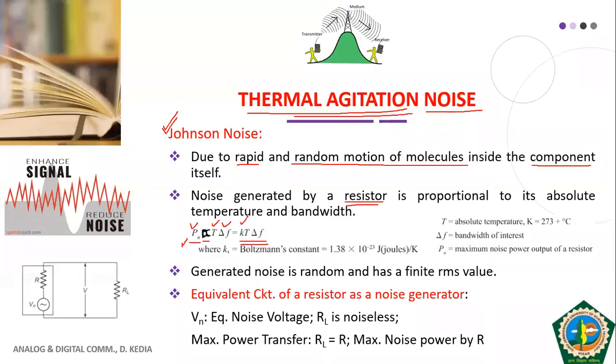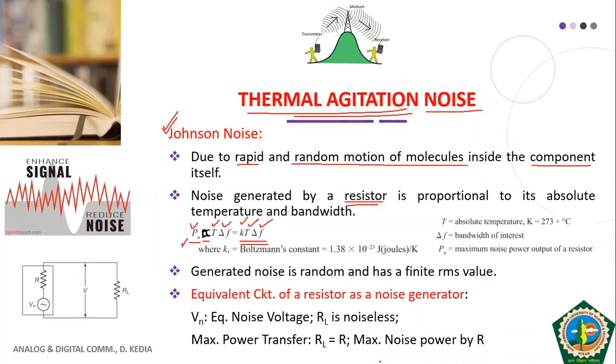Your k is the Boltzmann constant. You all know what the Boltzmann constant is. Its value is 1.38 times 10 to the minus 23 joule per Kelvin. T is your absolute temperature in degrees Kelvin, and delta F is your bandwidth. So the noise generated by a resistor is Pn equal to k times T delta F.